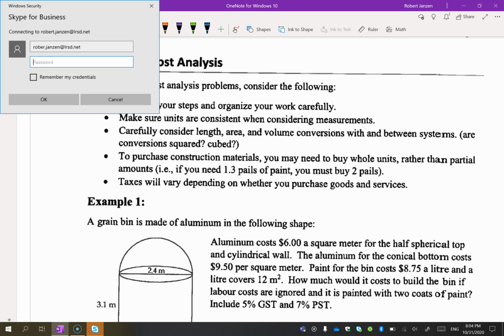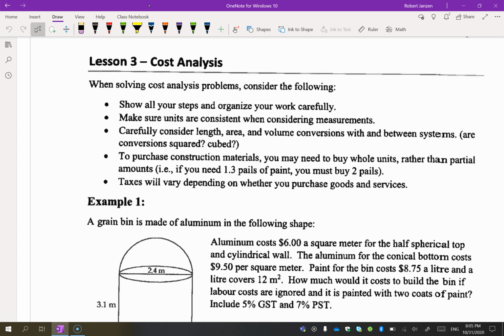So the third lesson in this unit refers to cost analysis. Generally speaking, this is taking the surface area and volume questions and having a practical application for them. Okay, so there's a couple things involved with these questions. The first thing is you're going to notice the questions are a little bit more elaborate and take a little more time. So it's really important that you show your steps and kind of organize your work carefully and neatly.